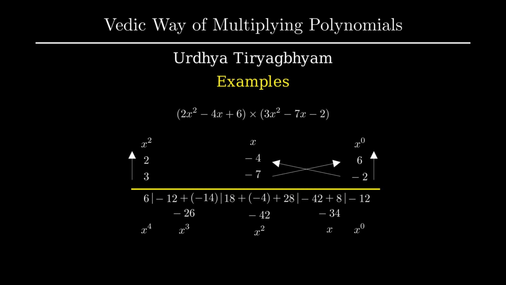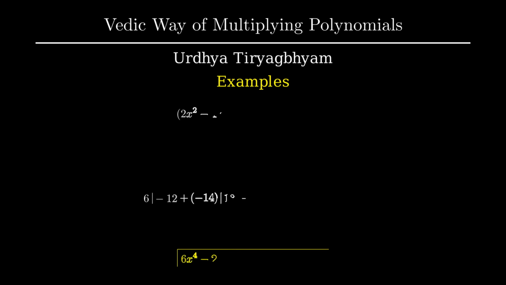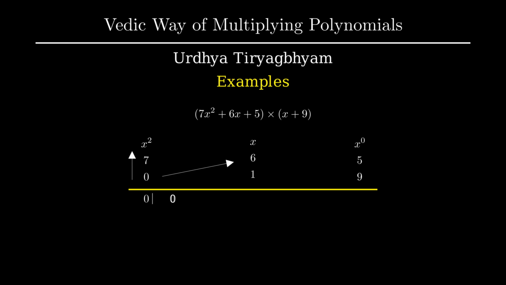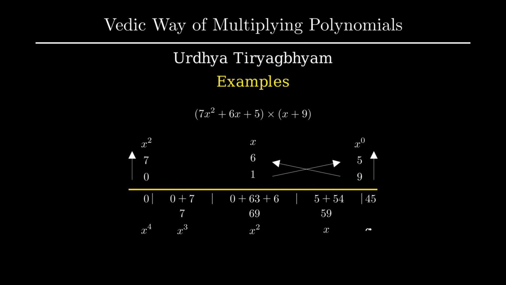Therefore, the answer for this polynomial multiplication is 6 into x power 4 minus 26x cube plus 42x square minus 34x minus 12. For the next example, we will be multiplying a trinomial by a binomial. We will proceed in the same fashion as we did in the last example. The difference here is that our second polynomial does not have x square, therefore its coefficient can be regarded as 0. Rest of the process is the same. I encourage you to do it by yourself so that you can have a good hold on the technique. The answer for this multiplication comes out to be 7x cubed plus 69x squared plus 59x plus 45.